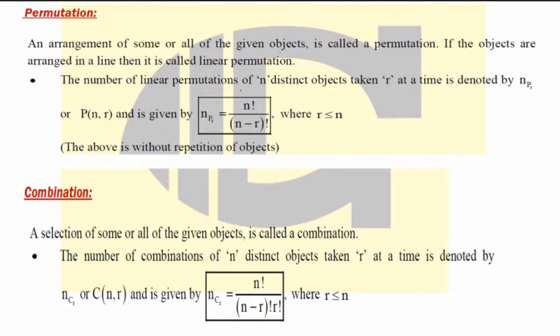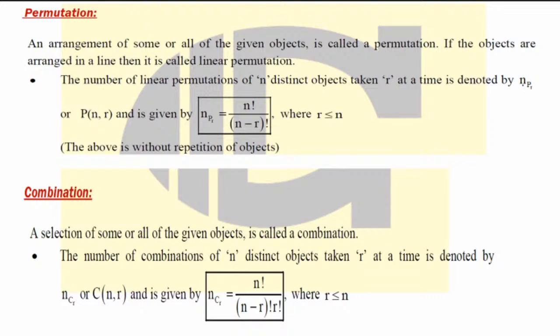If the objects are arranged in a line, then it is called linear permutation. Otherwise, it is called circular permutation. Circular permutations you will get in aptitude. Okay. Now, the number of linear permutations of n distinct objects. Distinct objects means, let us take three objects: pencil, eraser, pen. Taken r at a time. That means out of three objects, if I take two objects, or one object, that is called r objects taken at a time, is denoted by nPr.